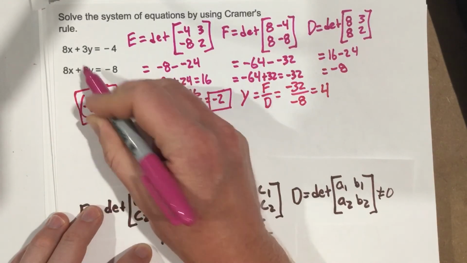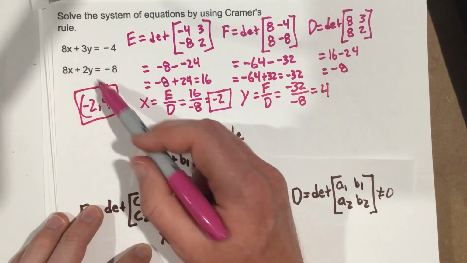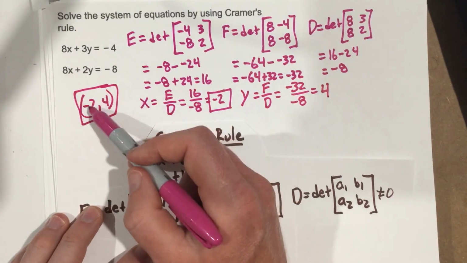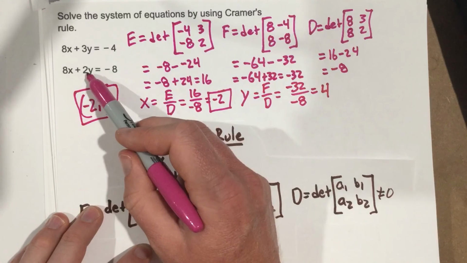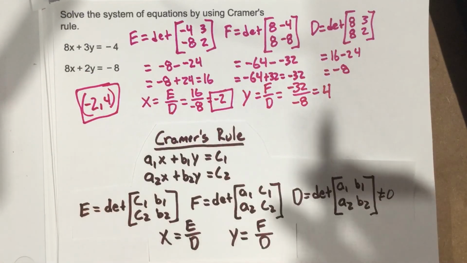If you want to, you can plug them into the equation to check it. -2 goes in, that's a -16, plus 12, when you do 3 times 4, that's -4. -2 goes in, -16, plus 8, that is -8. So -2, 4 is the solution.